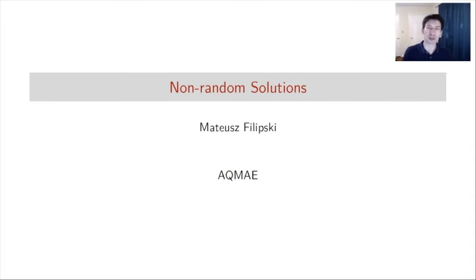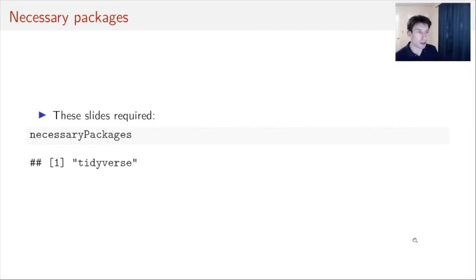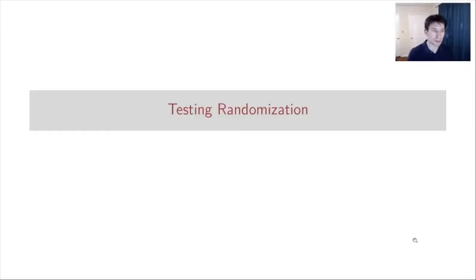Hello class. So today our lecture is about non-random solutions. So we saw that randomization is kind of the gold standard of impact evaluation, but you don't always have that. And so what are the other solutions you might have with non-random data? These are the packages that I used for these slides.